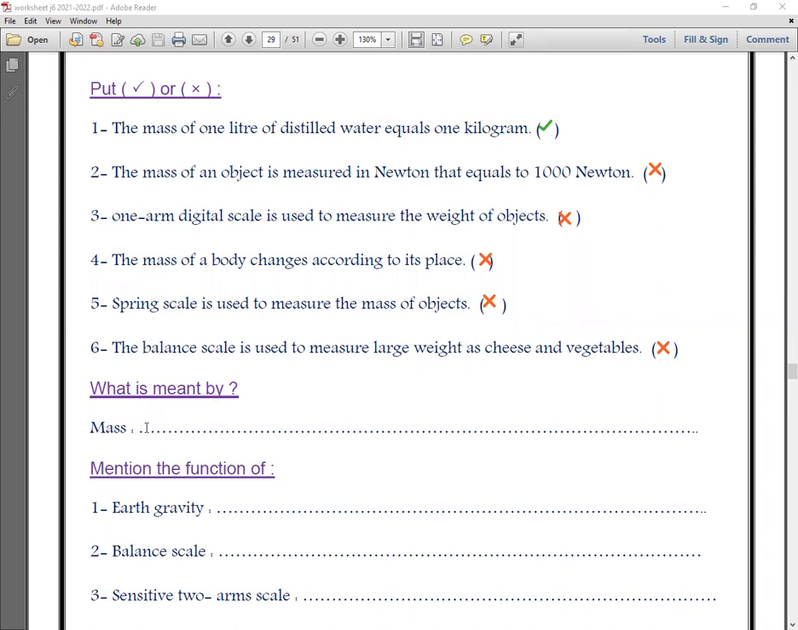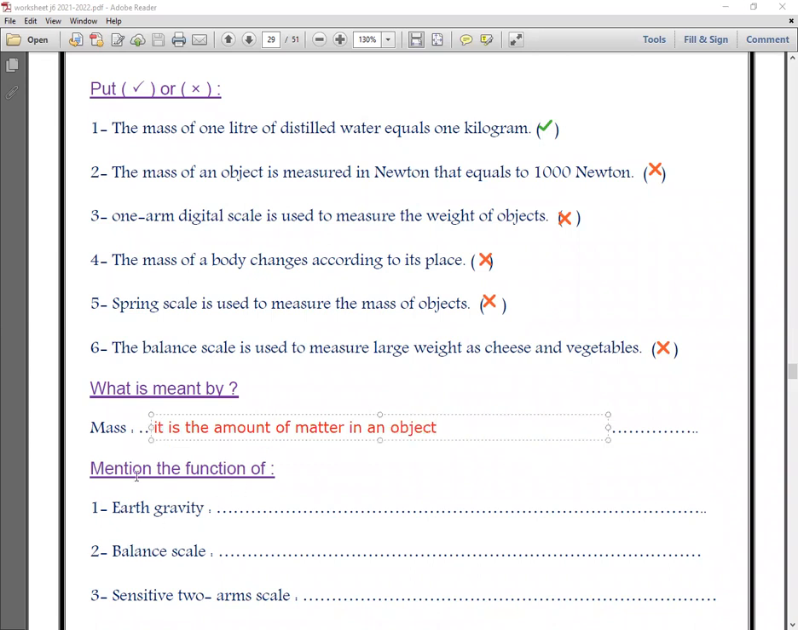Here, what is meant by the mass? What is the definition of the mass? It's the amount of matter in an object.